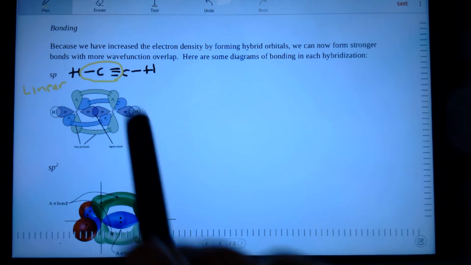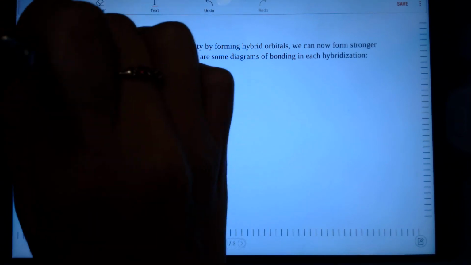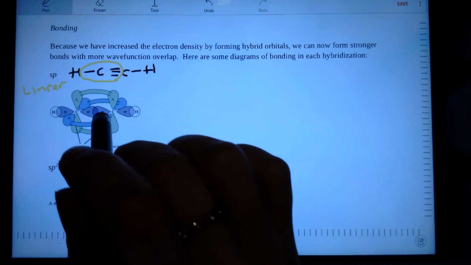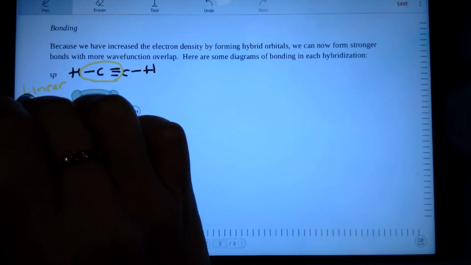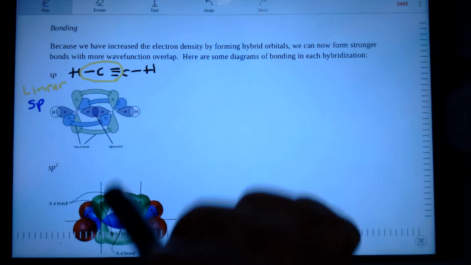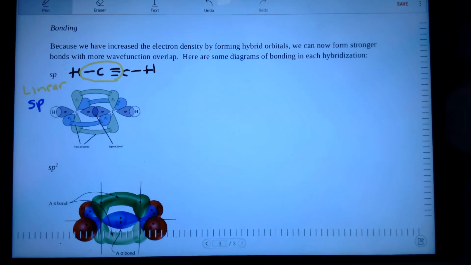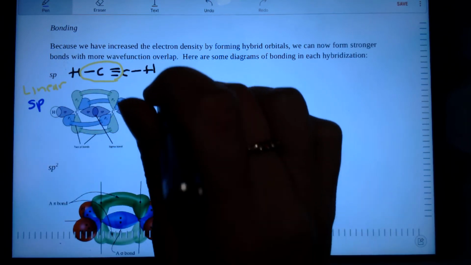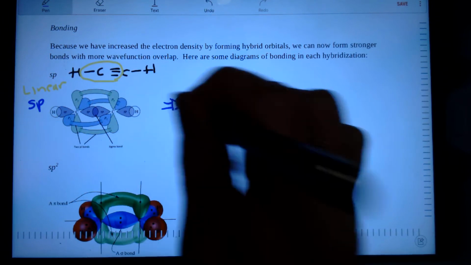Okay, so what this means is we know the hybridization. We know the hybridization on this is sp hybridization. Because it's linear, we do know it's sp. Or hopefully by the time this lesson is done and you read a little bit in your book, you will know. Okay, so where does that come from?